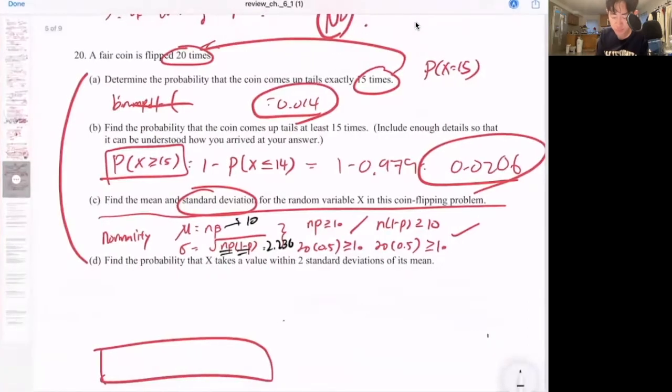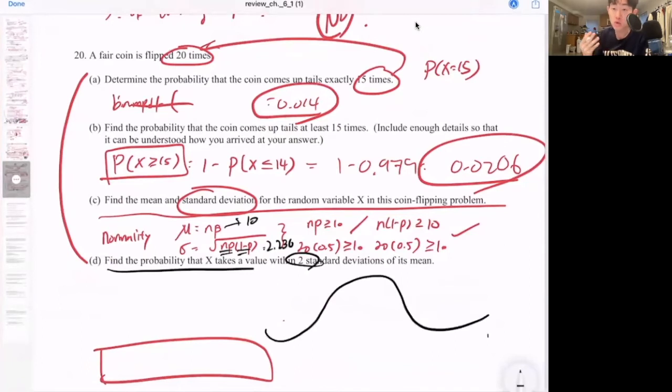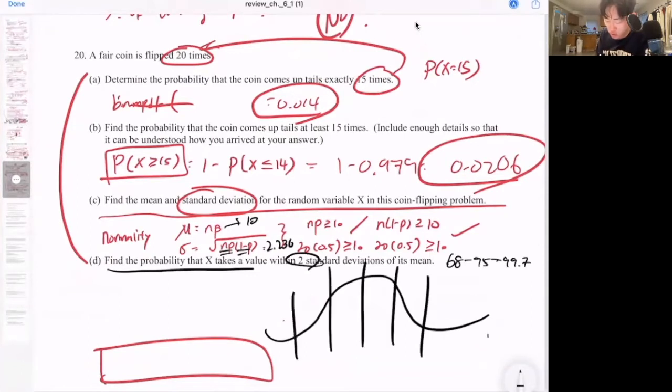2.23606. Find the probability that X takes a value within 2 standard deviations away from the mean. You have to assume that the empirical rule, 68, 95, and 99.7, stays in place. It's something we learned from chapter 2. 2 standard deviations from the mean means that it's the second value. So we can assume 95%.